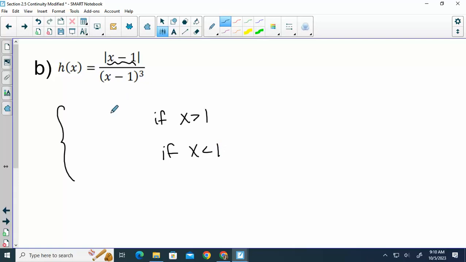Can x equal 1 on this problem? No, because it would give us 0 on the bottom of the fraction. Okay. So if I look at this, if x is greater than 1, does the absolute value change anything? No, because it would be a positive. So you just get x minus 1 over x minus 1 cubed. So what happens? You can cancel one of the x minus 1, so it gives you 1 over x minus 1 squared.